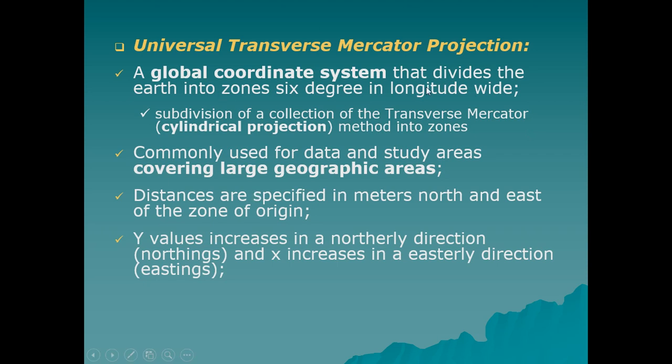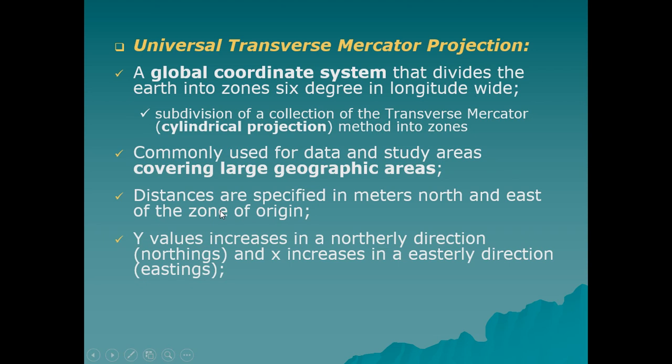Okay, so this Universal Transverse Mercator projection is commonly used for large data sets and large study areas covering large geographic areas. So you're talking about, for example, large geographic regions such as the Caribbean or the Americas, or if you're even looking at maps on a global scale, you would want to use this UTM projection, right?